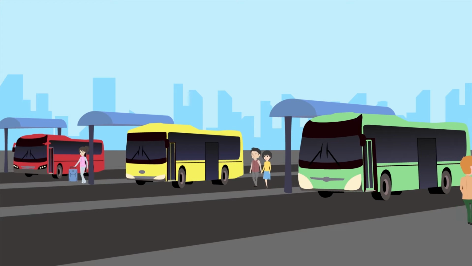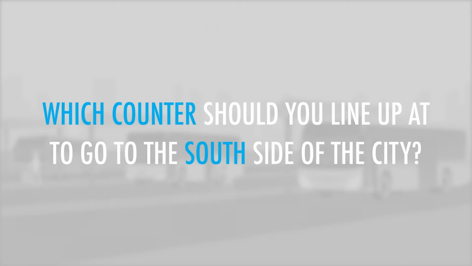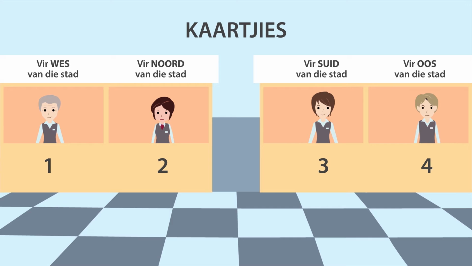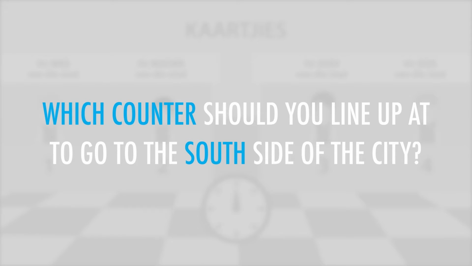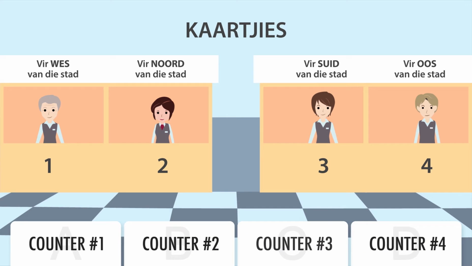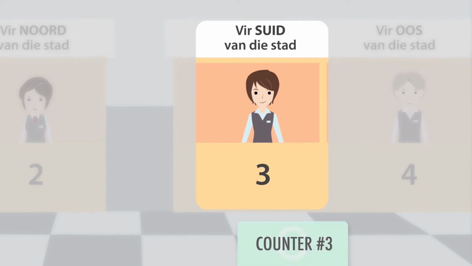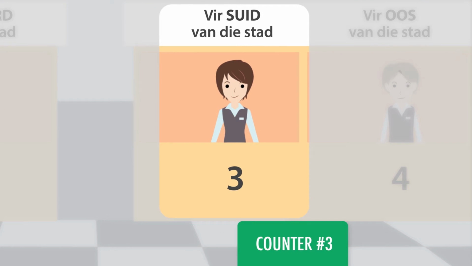You are at a bus terminal where you're attempting to buy a ticket from a ticket counter. There are 4 different counters. Which counter should you line up at to go to the south side of the city? The third counter is the counter for bus tickets that go to the south side of the city. Ver suid van die stad.